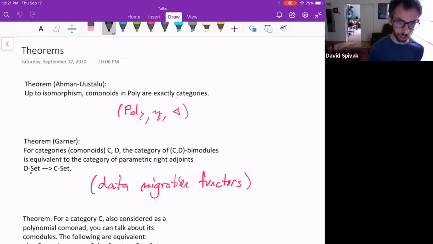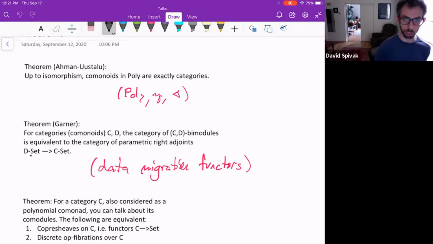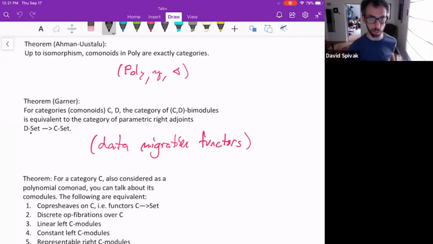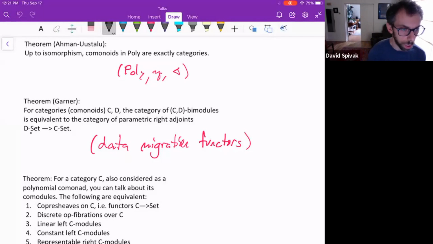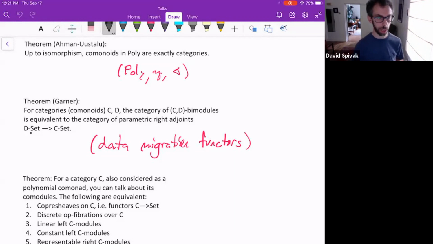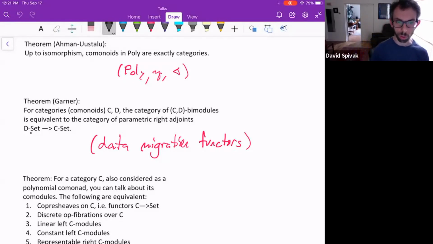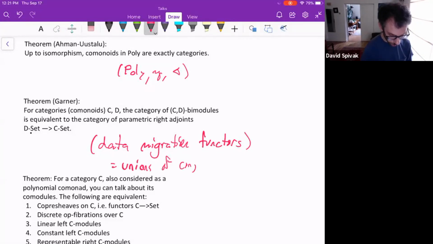The morphisms of comonoids are not functors. They're something that people are calling cofunctors. I'm not a big fan of the name, but I'll get to that in a little bit. Garner, in a theorem he described in a video, showed that for categories C and D, which you can consider as comonoids in poly, the category of CD bimodules is equivalent to the category of parametric right adjoints from D set to C set. Now, parametric right adjoints are what I call in databases data migration functors. They're also unions of conjunctive queries, if you like those words.